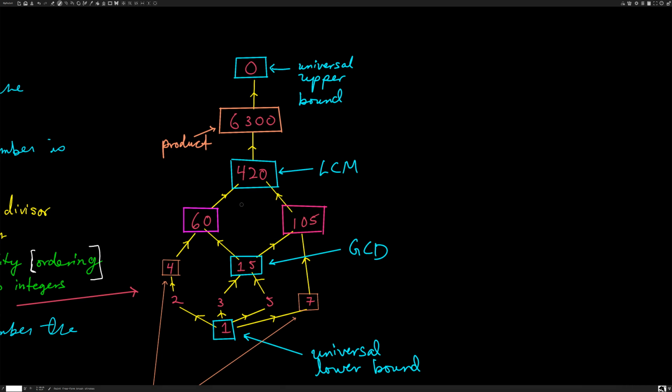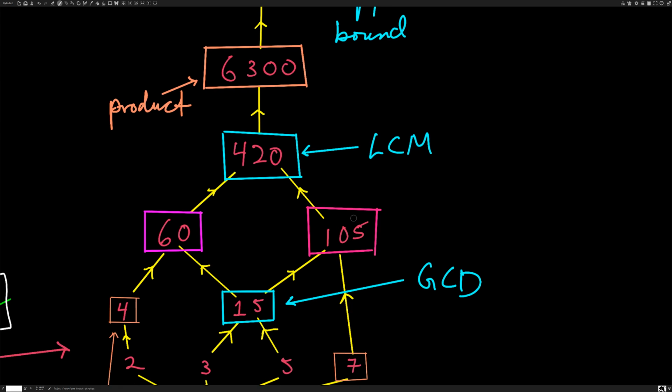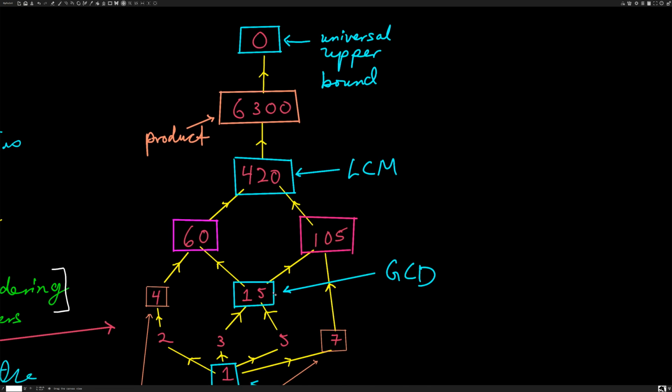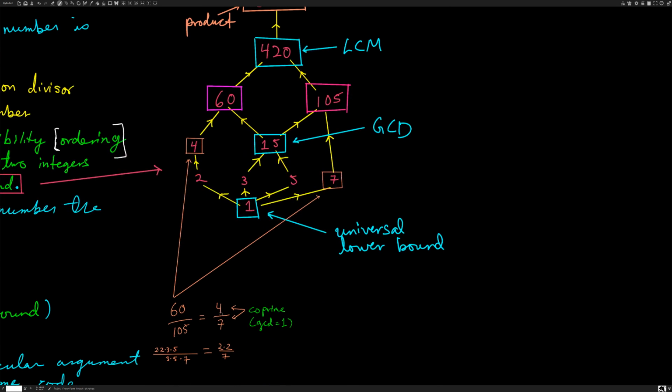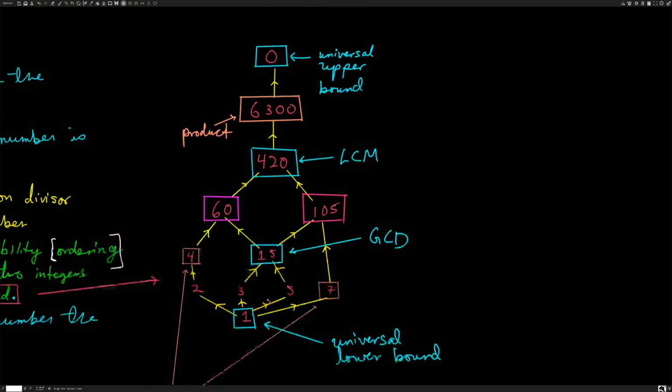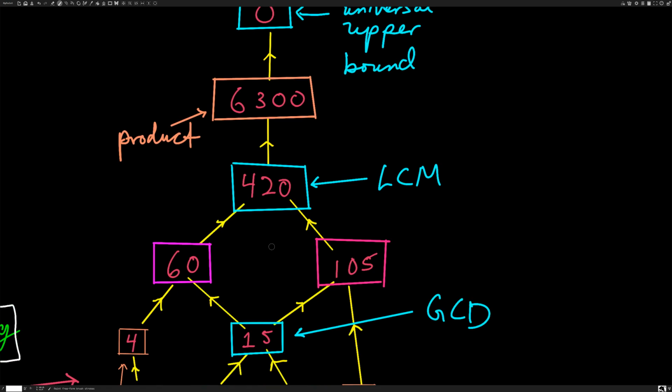Anyway, so if we have 60 and 105, their GCD is 15. And then if we look at the ancestors of 60 and 105 that don't include their GCD, we get 4 and 7, which are the top and bottom of the reduced fraction. And then another weird fact is 60 times 105, that's their product, 6,300. The LCM times the GCD equals the product. It's an interesting quirk.